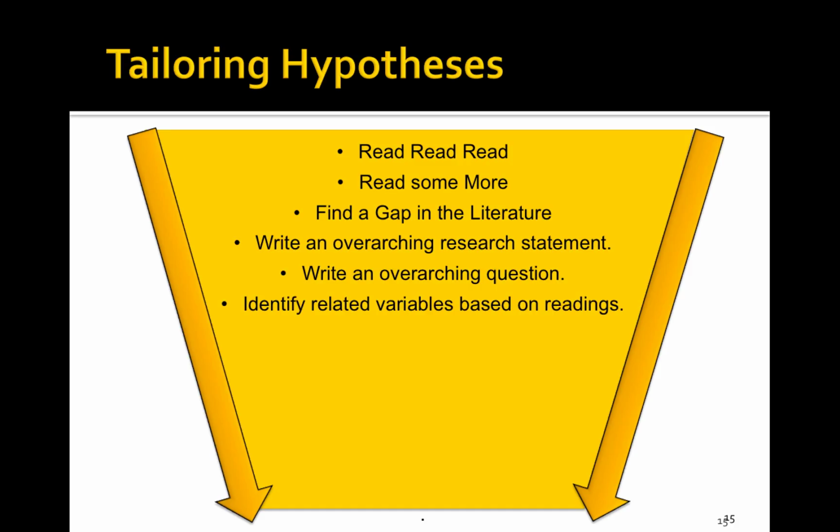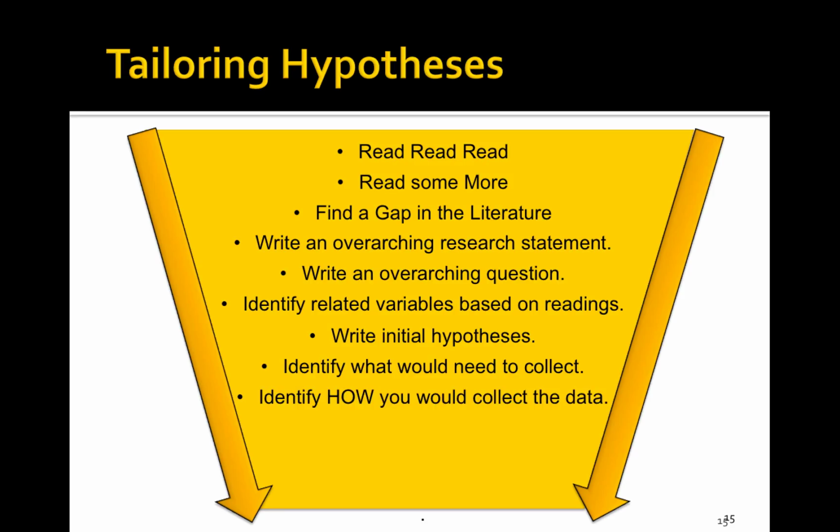Then you identify the related variables based on the readings. Sometimes there are those covariates that might impact your variables, just as we just identified gender and SES in the example that I gave you. You write your initial hypotheses. These are going to be tailored a bit based on your reading and what measures you use. You have to figure out what you need to collect the information on these variables. And then how you'll collect that.